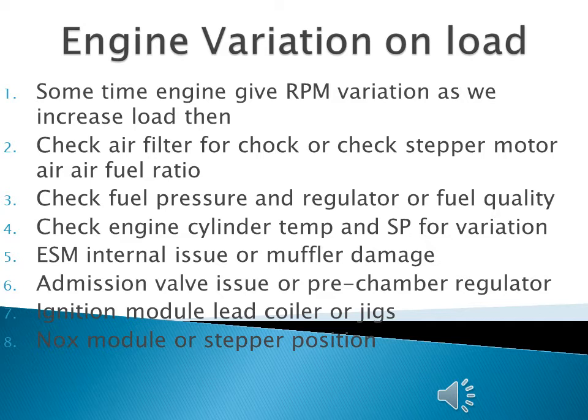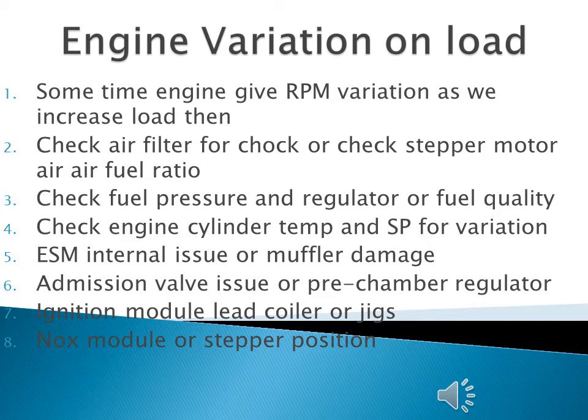You can also check your fuel pressure, that your fuel pressure is enough and there is no variation in the fuel pressure when you put the load on the engine. If the fuel pressure goes down, the low pressure of the fuel will not sustain the load and will give the RPM variation. So you must check the quality of fuel, quantity of fuel, and pressure of the fuel to check the RPM variation in the engine.